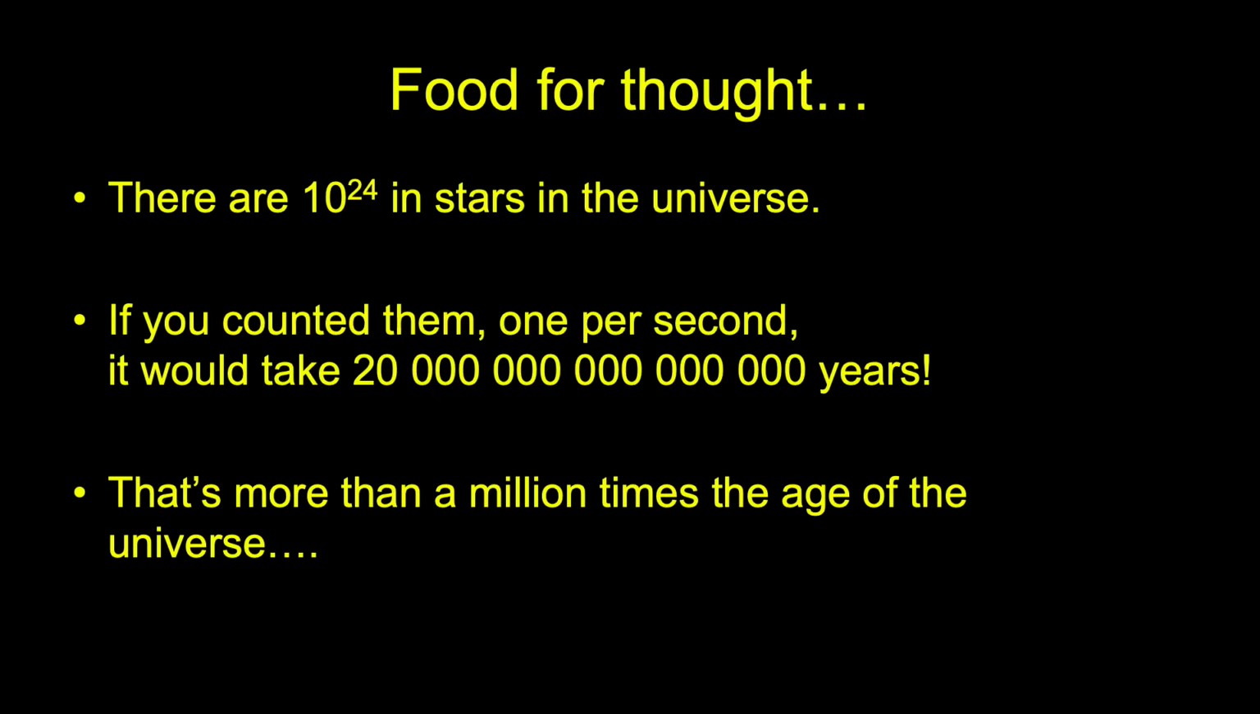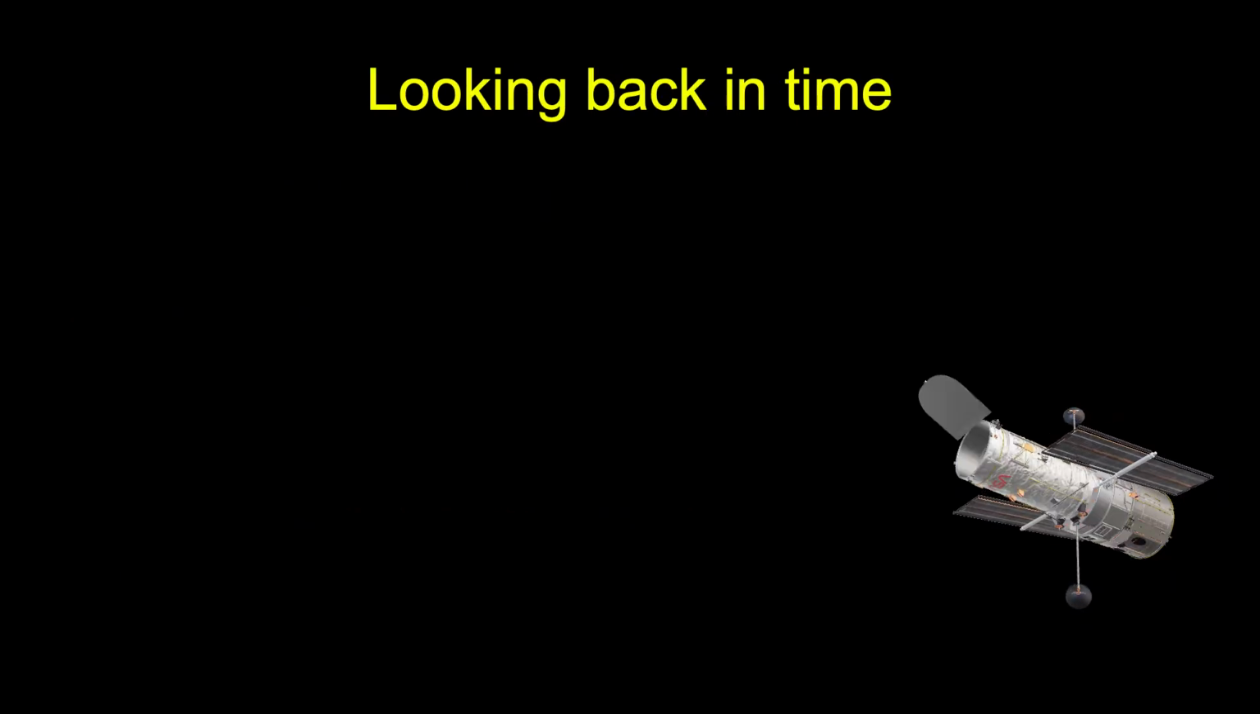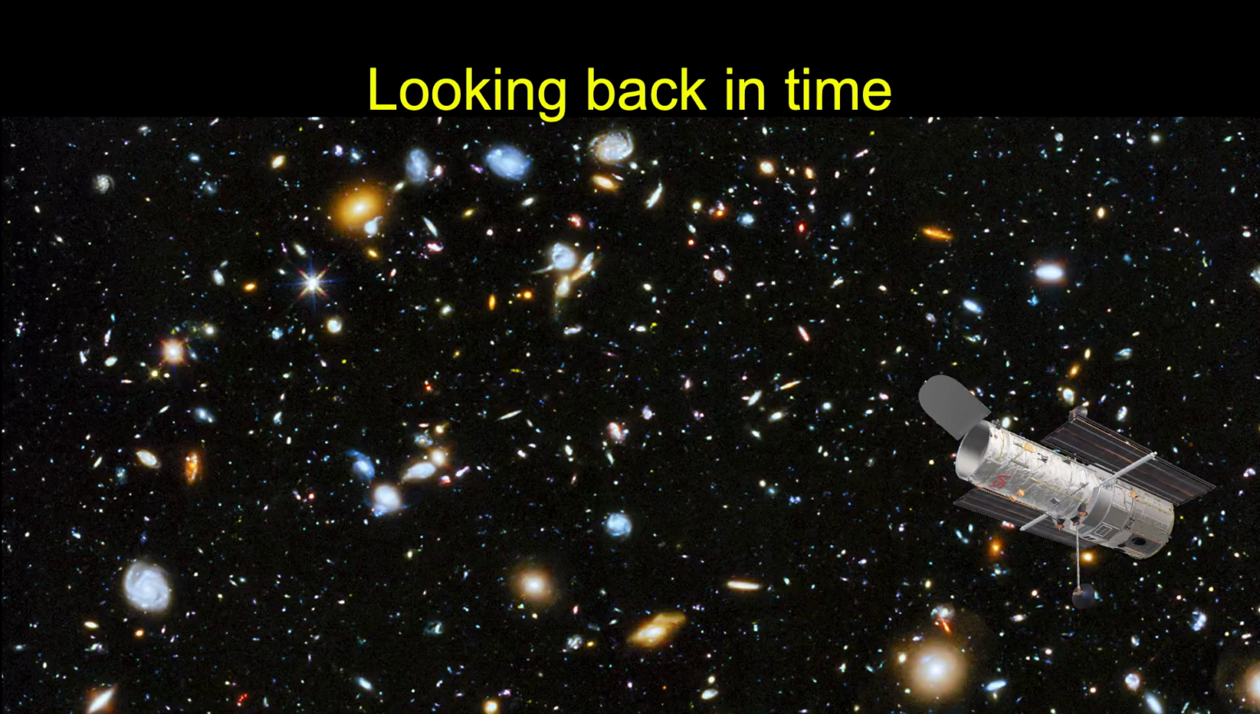20,000 million years. So that's more than 1,000,000 times the age of the universe. That gives you some clue just how many stars there are. It's a big universe that we're trying to make sense of. And when you look up into the sky, when you look at stars, really you're looking back in time.